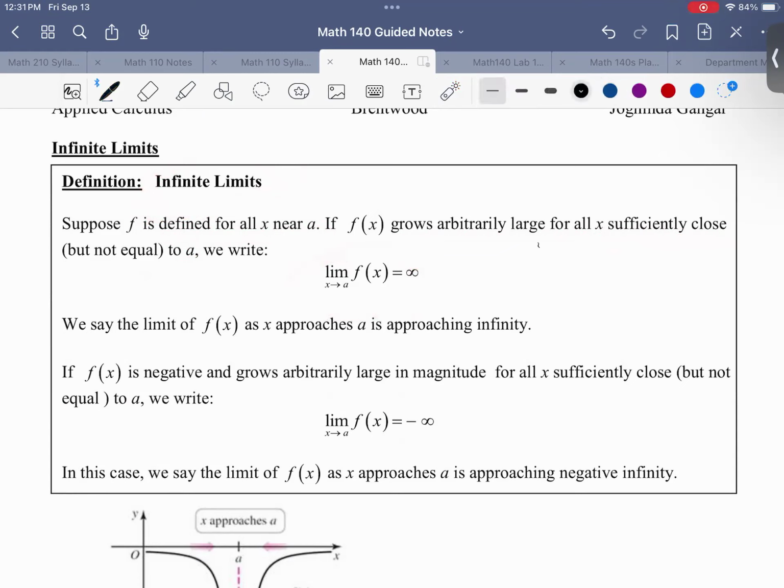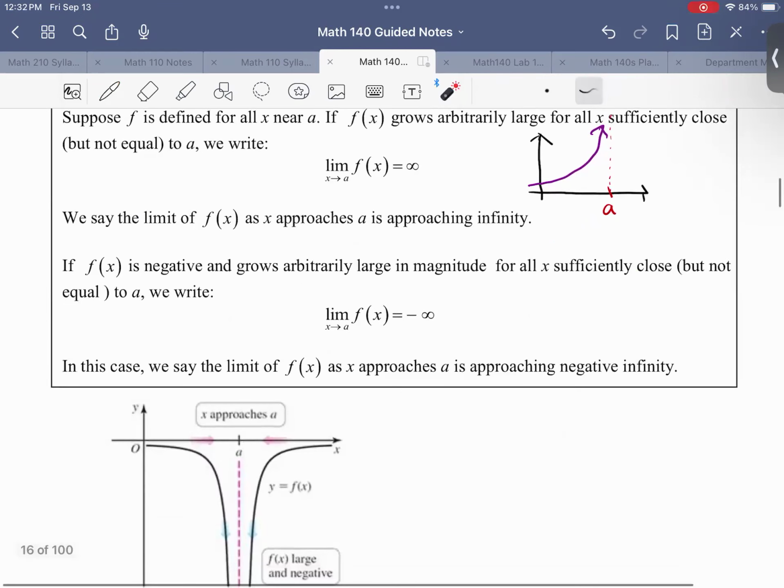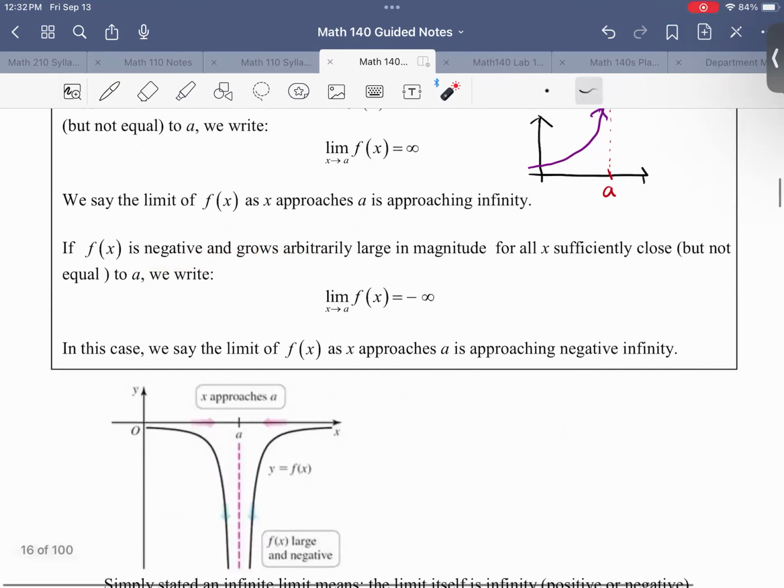So visually, what this is saying is that you have some graph, right? You have some a value, x equals a. As it gets really close to a, it's going off to infinity. So it's never going to equal a, but as it gets close to a, it's shooting off to infinity. And likewise, if f of x gets negative and grows arbitrarily large as it gets close to but not equal to a, we write as x approaches a, f of x equals negative infinity.